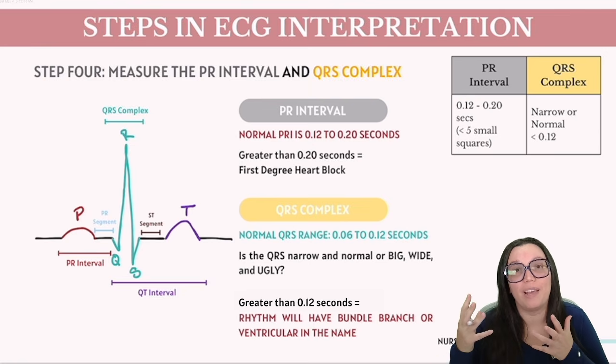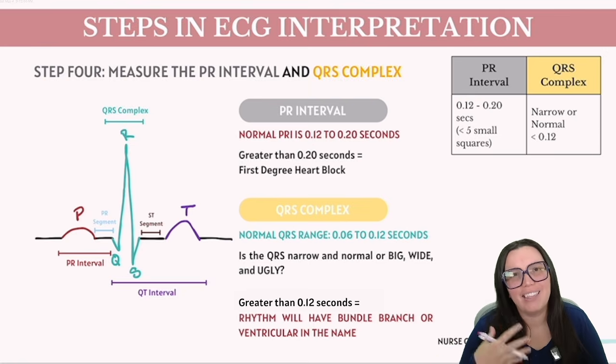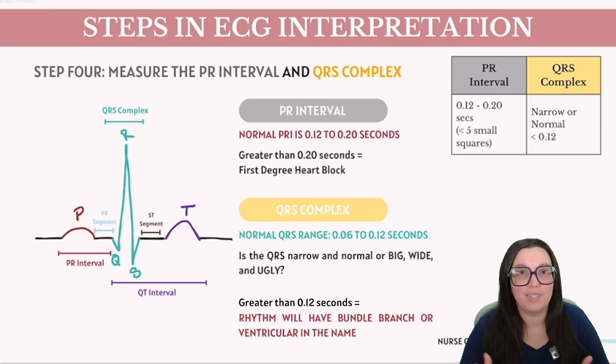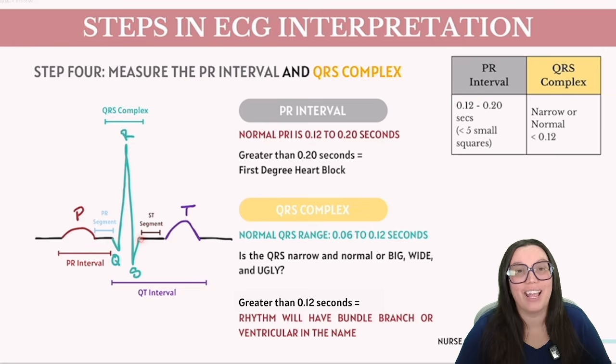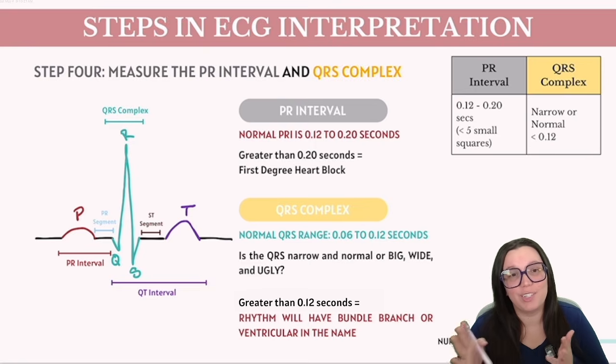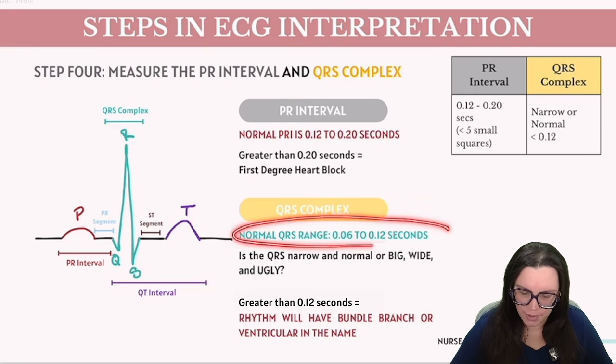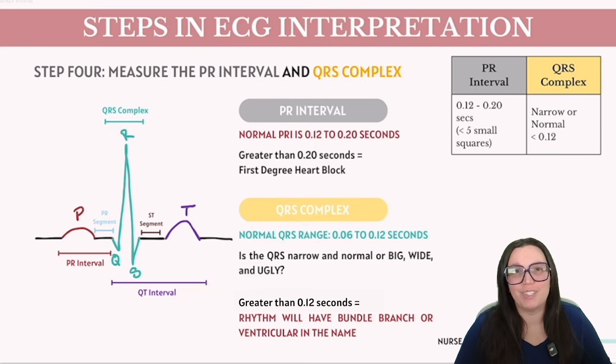Next up, we want to evaluate our QRS complex, and this involves a similar approach to what we saw with our PR interval, which is we're going to count the number of small boxes from the start of our QRS complex to the end of our S wave. The ideal QRS duration should be between 0.06 and 0.12 seconds.